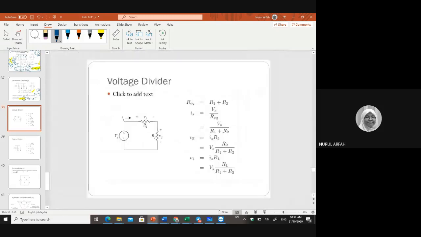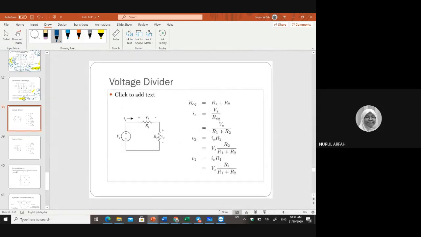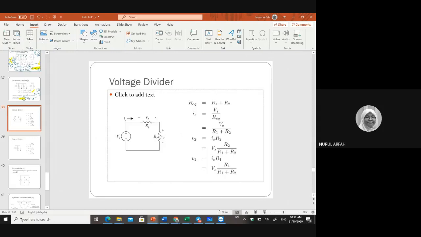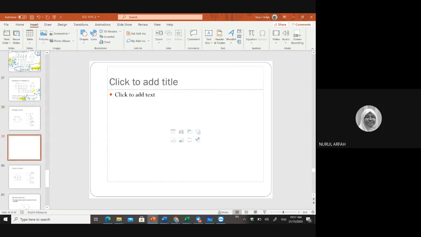All right, voltage divider. Maybe I should insert another new slide. Okay, what is a voltage divider? A voltage divider always has a voltage source. Maybe this is resistor 1 and resistor 2, then this is a voltage source. You have a voltage drop across R1, and then you have a voltage drop across R2.